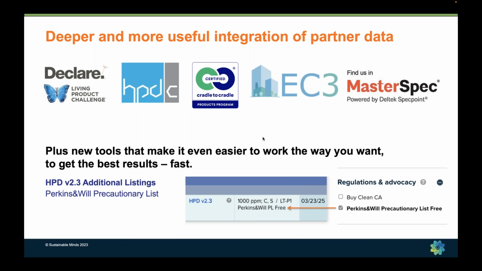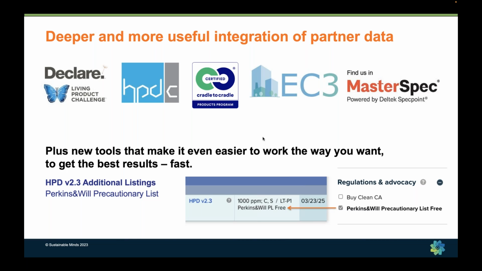So getting back to making information easier to use, we've always taken the data that we get from our partners through APIs and that our data team gathers, and we don't just link to a disclosure, to an HPD or Cradle to Cradle or Declare label. Our data team pulls that information from the disclosures and adds it to the interface in the transparency catalog so people can actually see the results of what the disclosure is reporting, not just the fact that there is a disclosure.